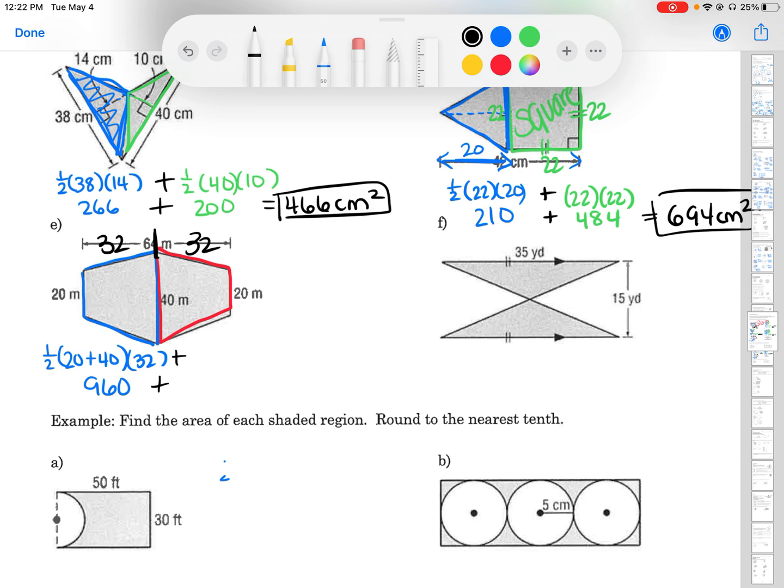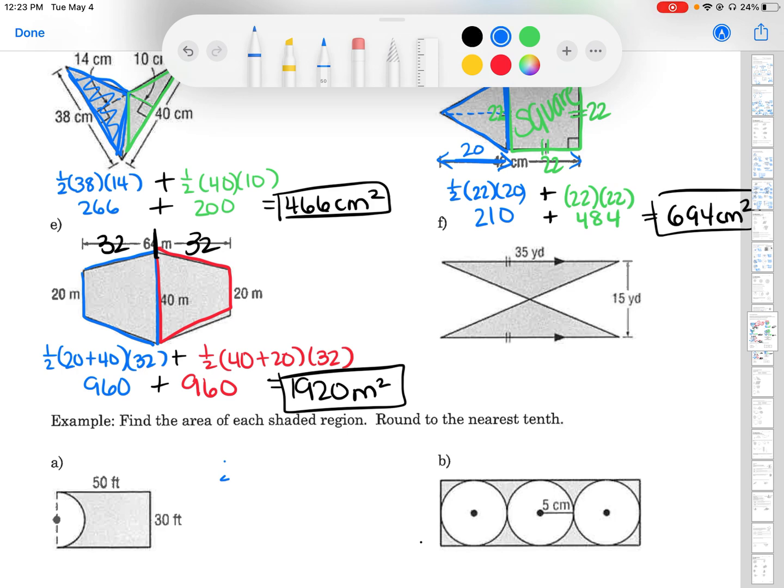And then let's take a look at the red. So we're going to have 1/2 40 plus 20 times the height, which is 32. And that also gives us 960. So when we add those together, we're going to get 1920, so 1,920 meters squared.